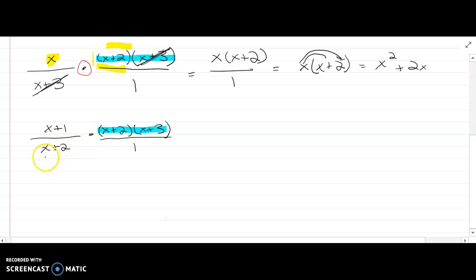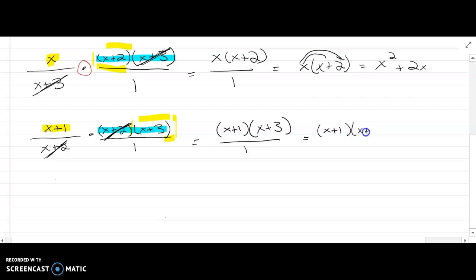Okay, so I notice these x plus 2's cancel. Great, now we'll see what we're left with. Well, I'm left with this whole x plus 1 and the x plus 3. Okay, well, these are multiplied. What I'm left with is x plus 1 times x plus 3 over 1, which is just x plus 1, x plus 3.